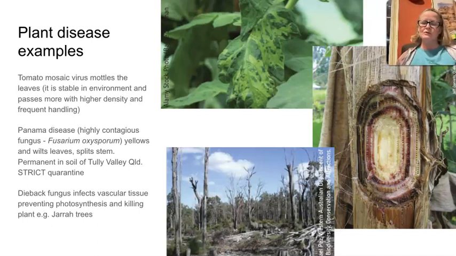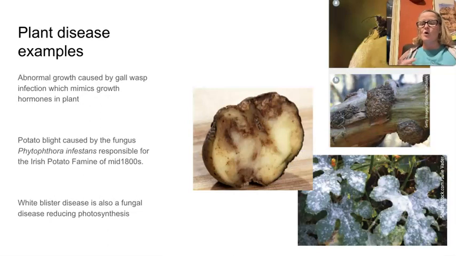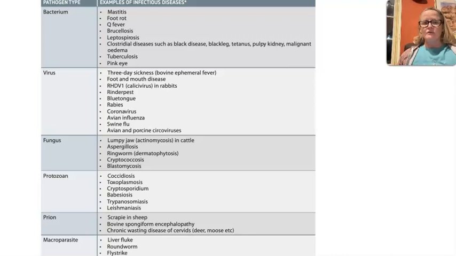You can get Panama disease, which is a fungus in bananas. It's incredibly difficult to get rid of. And dieback is another fungus that can affect hardwood trees like jarrah, so for the building industry. You've got wasps that will affect and cause growths on plants, and potato blight, and there's blister disease on some large plants down the bottom, courgettes. Lots of bacterial diseases, viral diseases, fungal diseases, etc.